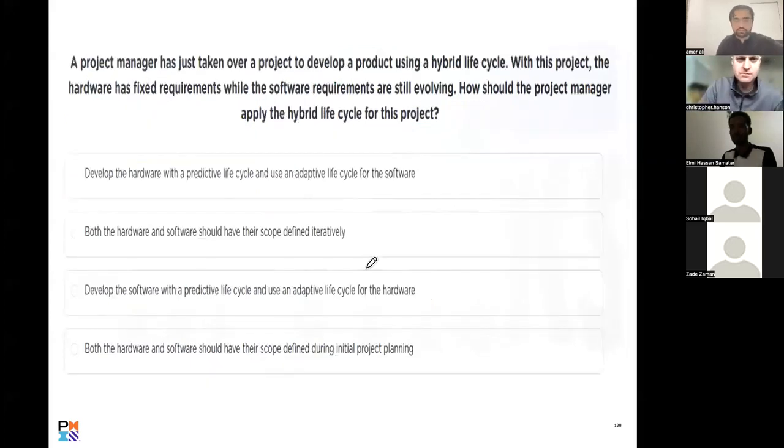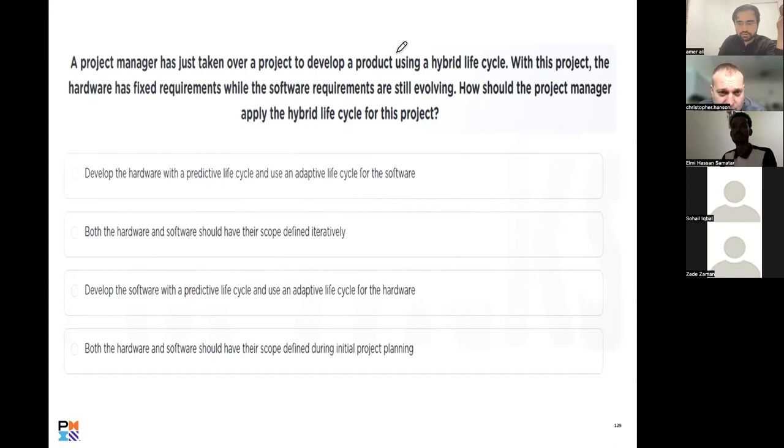Christopher, why don't you do this? Unmute yourself. A project manager has just taken over a project to develop a product using a hybrid life cycle. With this project, the hardware has fixed requirements while the software requirements are still evolving. How should the project manager apply the hybrid life cycle for this project? Okay, so first one is develop the hardware with a predictive life cycle and use an adaptive life cycle for the software.